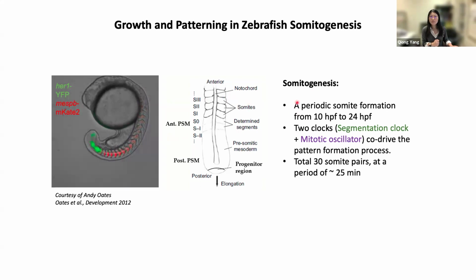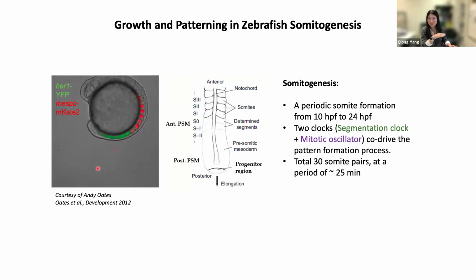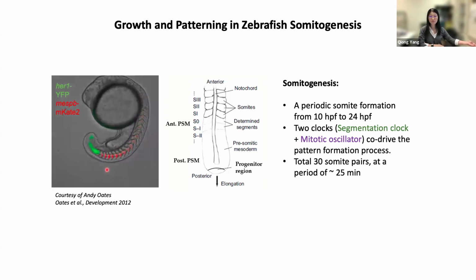The process involves a single negative feedback loop formed by the HER1 gene, which produces a protein, and the dimerization of the protein can repress the gene itself. So this is a single negative feedback loop that allows this clock, called the segmentation clock, to oscillate.